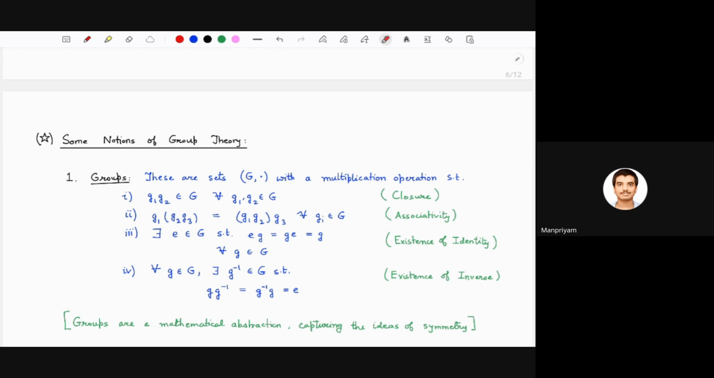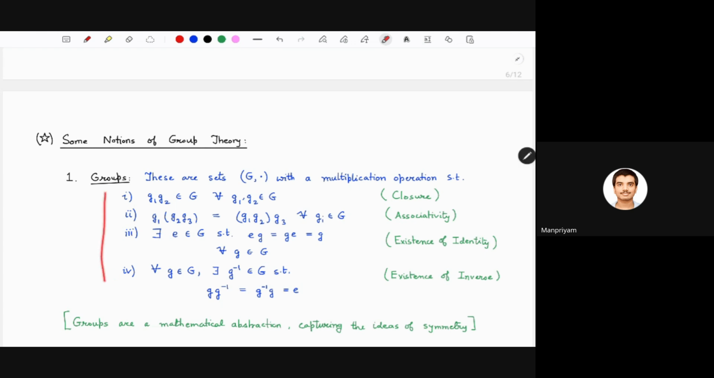And generally groups are used to model these symmetries. These are just mathematical abstractions capturing the essential ideas of symmetry. When you have any object, the set of its symmetries actually forms a group.